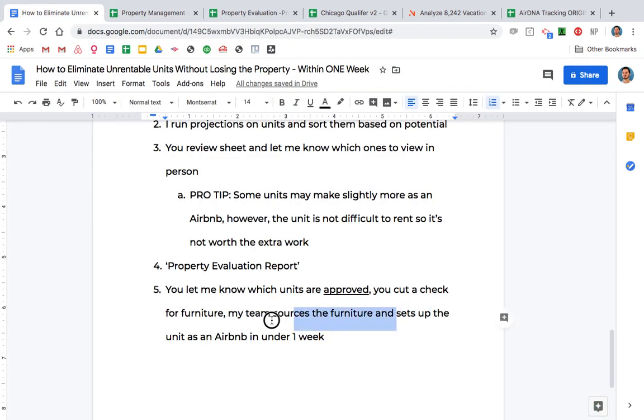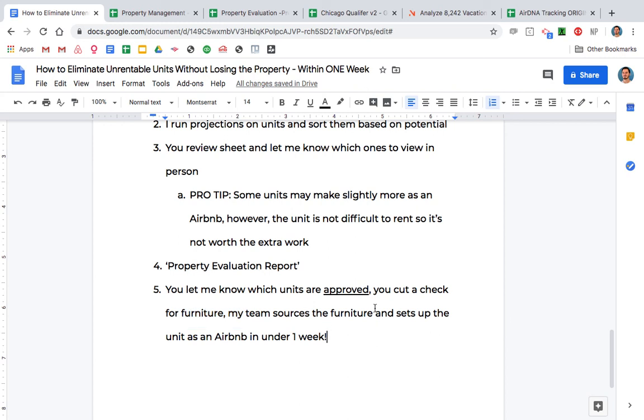And like I said, we set up the unit, and we can do this all in under 1 week. So in 1 week, we can have it all set up as an Airbnb because we know what we're doing, and we've done it quite a few times before, and we keep it in a budget. And yes, you pay for the furniture, and that furniture is yours. And if it doesn't work out as an Airbnb after the entire year, we'll buy the furniture from you. How's that? So we can throw it into another unit, okay? And we'll go from there.